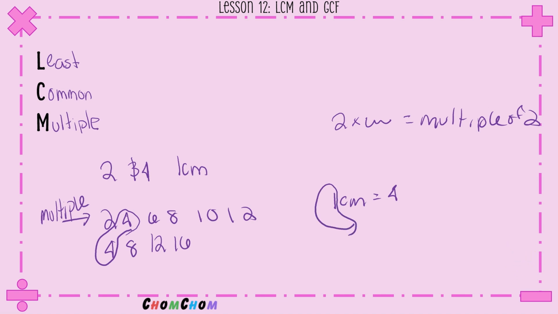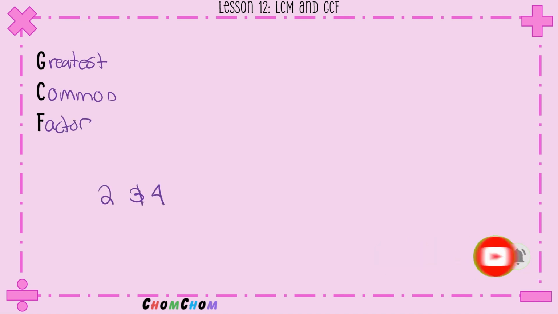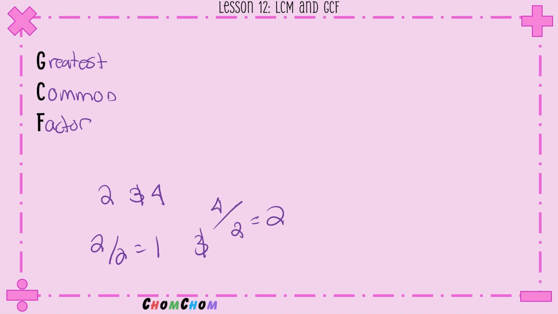So we'll see in a minute what GCF is, and this will be an important factor of least. Okay, now we have greatest common factor. Okay, so let's take our example of 2 and 4 again. Our greatest common factor would be 2, because 2 both divides 2, and 2 divides 4. So basically, it's the greatest number we can find that fits into 2 and 4.